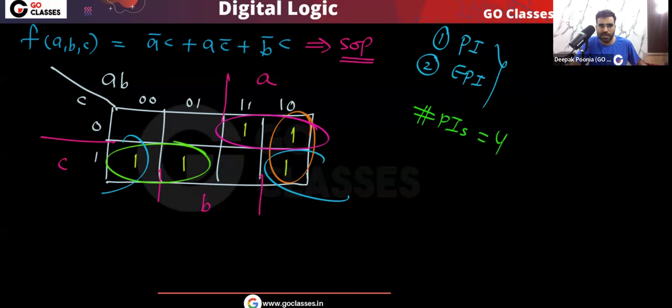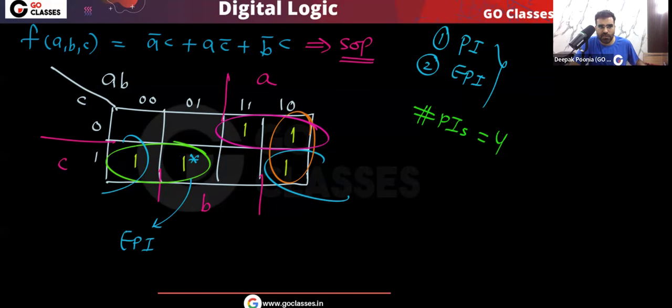Now after finding the PIs, you see which one cells are uniquely covered by a PI, which are covered by only one PI. Look at this one cell. It is only covered by this green PI, not by any other PI. So this green PI covers at least one cell uniquely, so it will become an EPI.